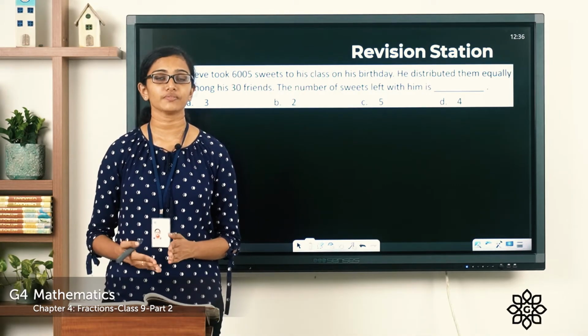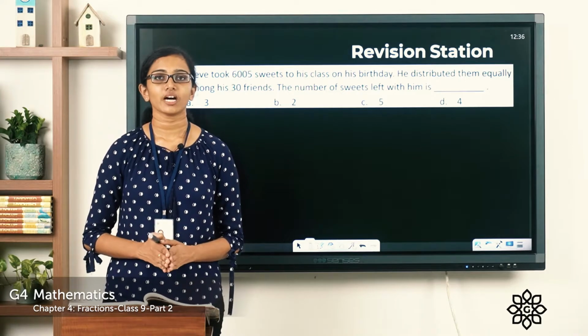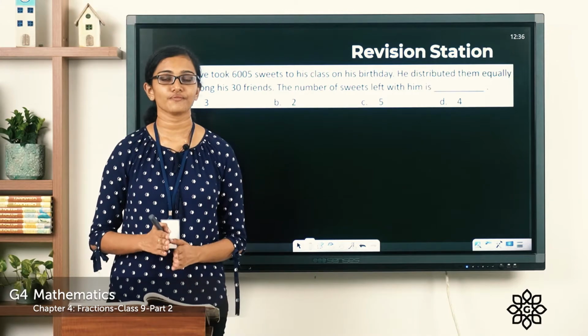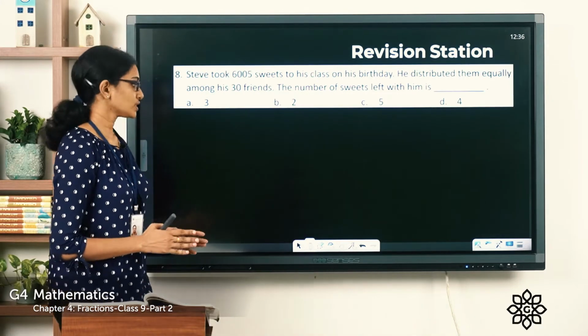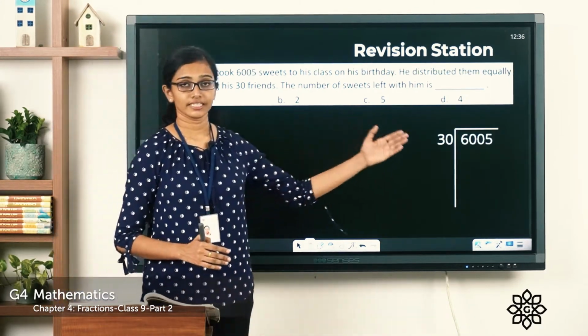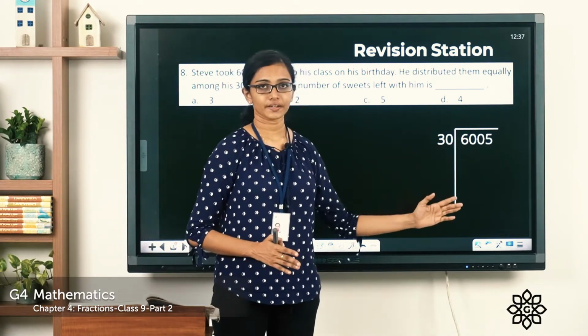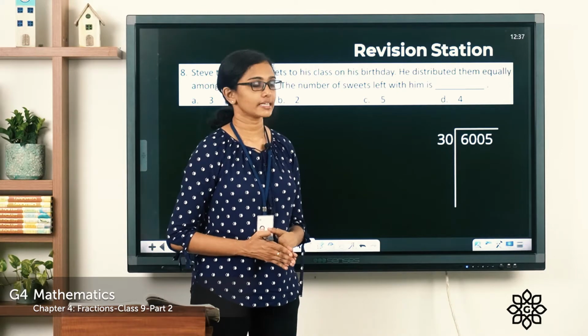So what are you actually finding out? You have to find out the remainder of this division. So let's divide 6,005 by 30. First, write the given numbers, the dividend and the divisor, in the proper way. So the dividend inside the grid and the divisor outside the grid.